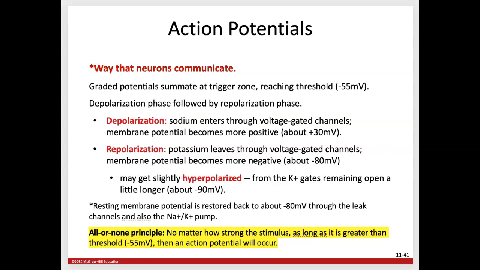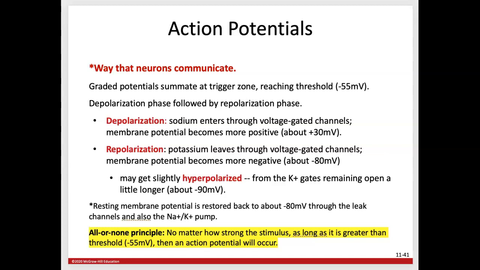So the all or none principle, you're going to be asked this on the test as far as what it means. The all or none principle means that no matter how strong the stimulus, as long as we meet threshold, as long as we get enough stimuli to bring that membrane up to -55 or -50 millivolts, then an action potential will absolutely occur. There's no half of an action potential. There's no small action potential. It's either going to fire or it is not. It's like flipping on a light switch.